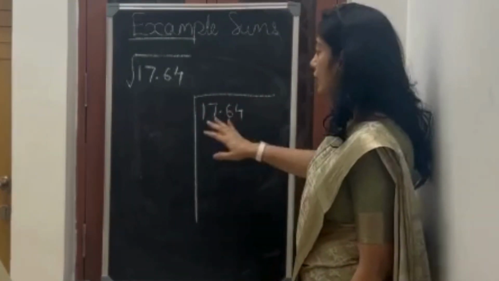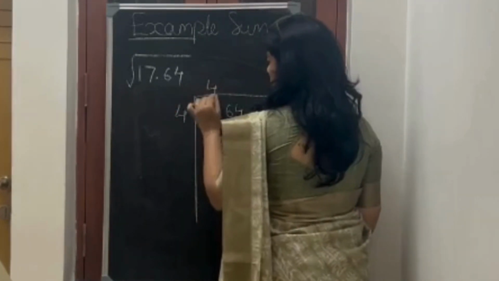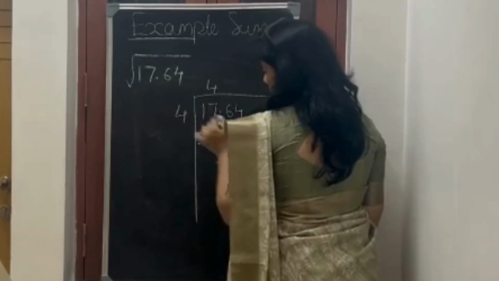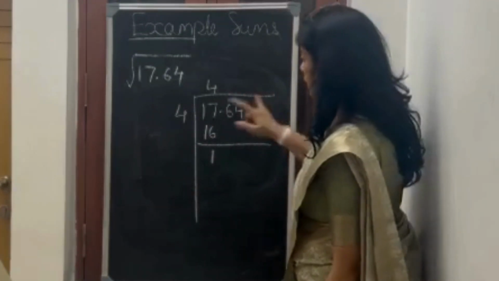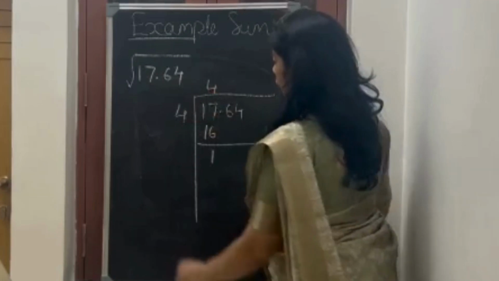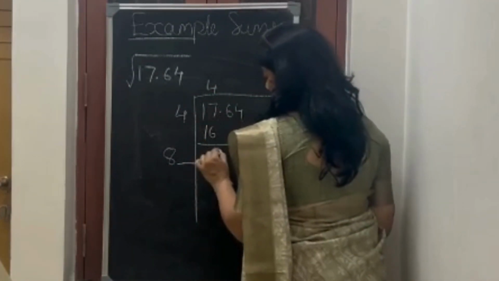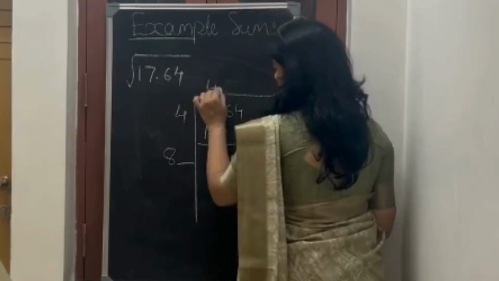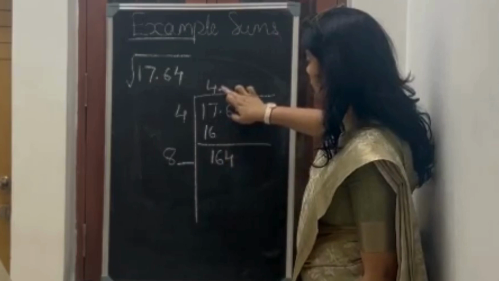When I say 17, what will be the closest one? 4 4s are 16. What is the remainder? 1. Now what should you do in the division method? Next step, 4 plus 4, which is 8. Then a dash. I have to take 64 down and put the decimal point on the top. I took 64 down and put the decimal point on the top.